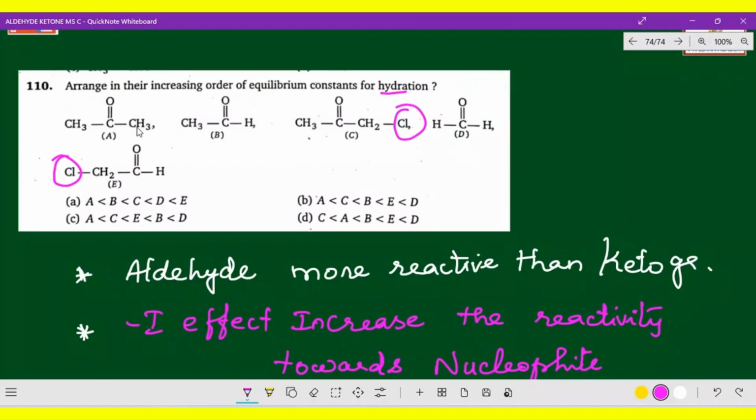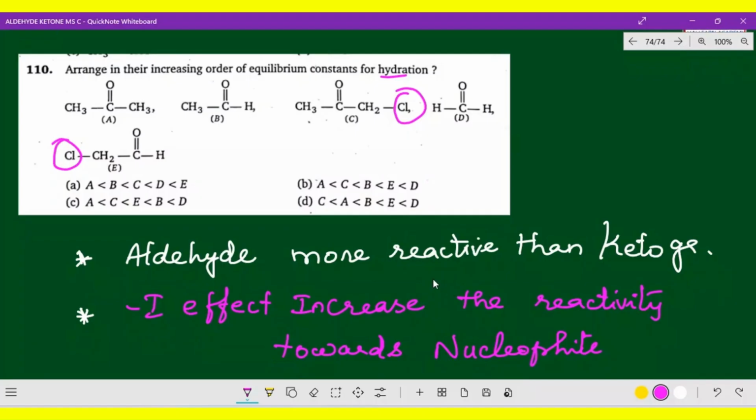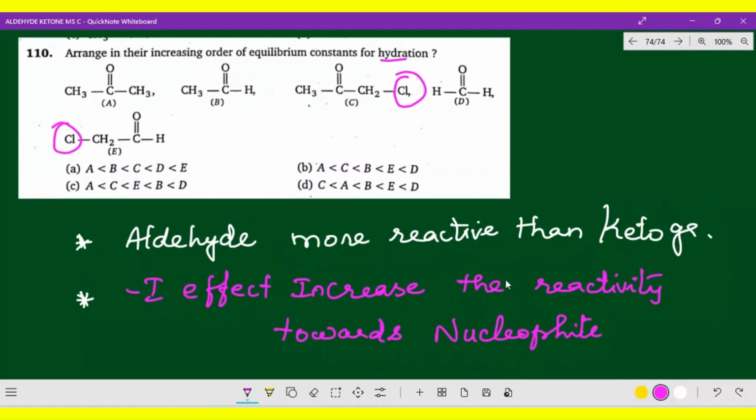Now in option A, the keto group, the aldehyde group is more reactive. That means this is the least reactive one. They are asking for increasing order, right? So A is the least one. Then the second one: it is an aldehyde, very fast reactive, and here there is a chloro group, here also a chloro group, and here also a chloro group. Of course here the keto group is also available. So C is at a slightly higher level compared to A.